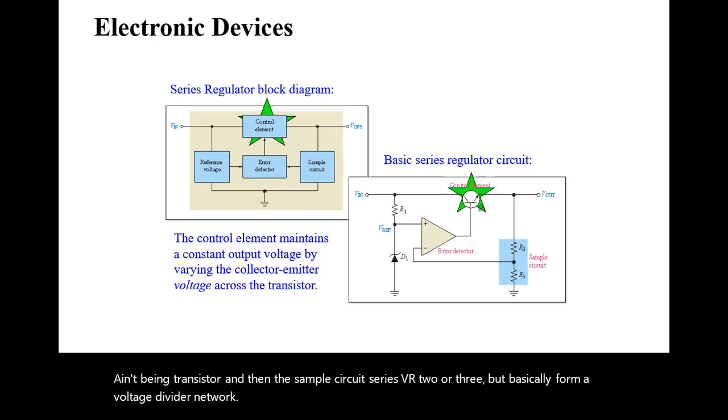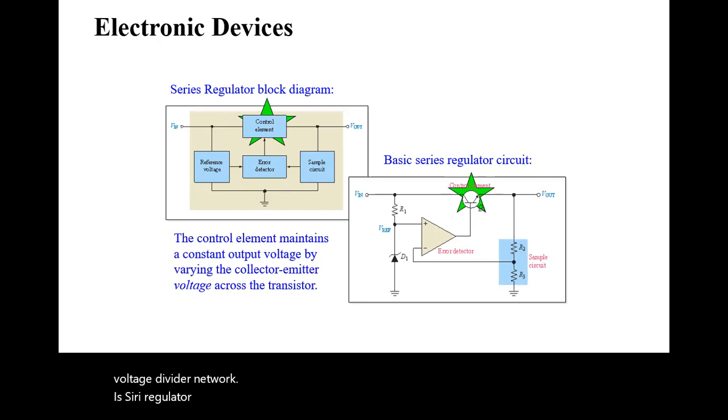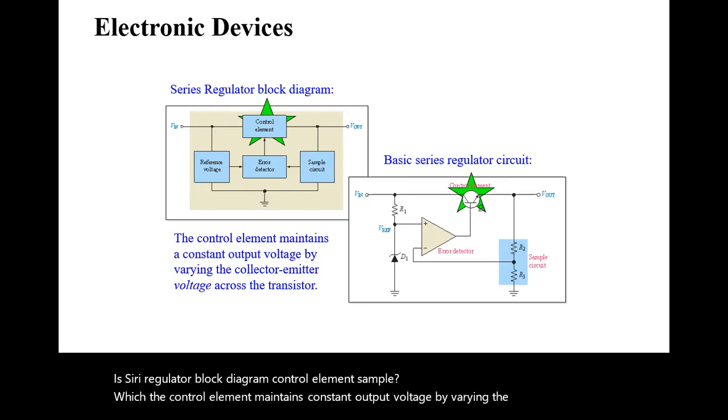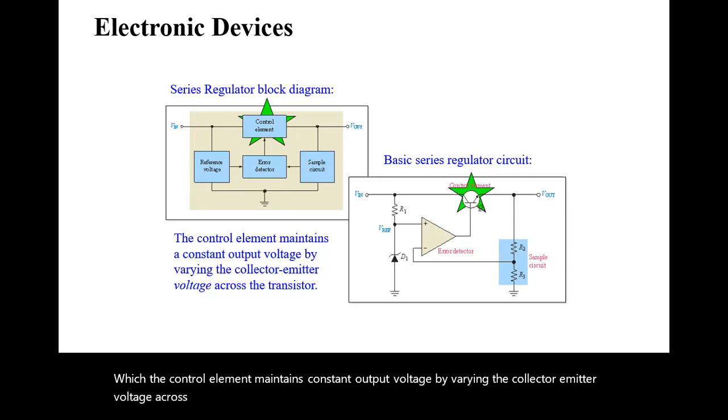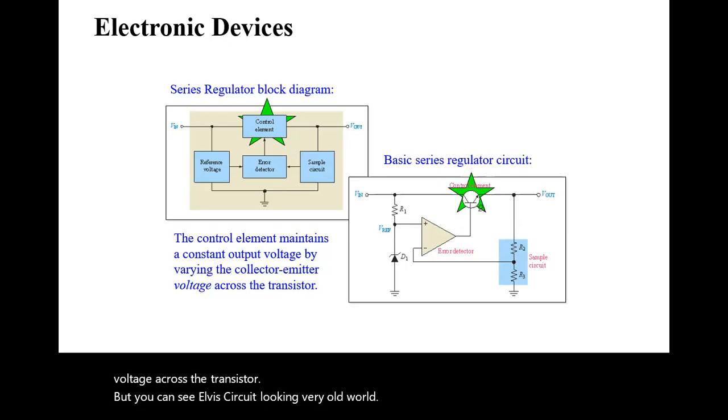In the series regulator block diagram, there is the control element, sample, error detector, and reference voltage, and the control element maintains a constant output voltage by varying the collector-emitter voltage across the transistor. There you can see how the circuit looks in the real world on the right hand side.